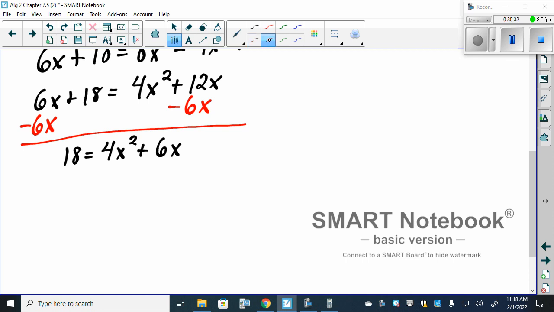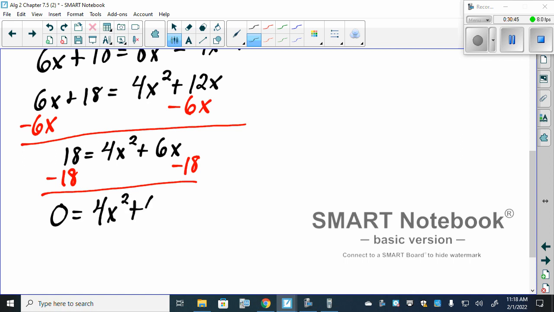And last but not least, we need to subtract the 18, yes. Knew what you were going to say. 0 is equal to 4x squared plus 6x minus our 18.